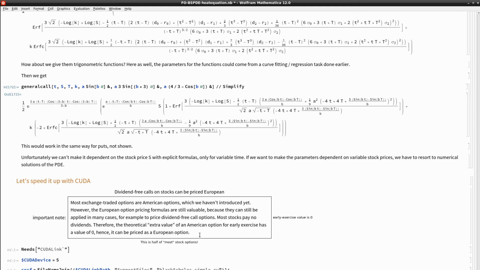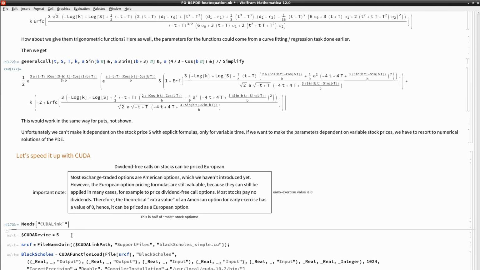The early exercise value is 0, and keep in mind this is half of most stock options, because we have calls and puts, so the calls are 50% of it, and really just a small percentage of stocks in the US pay even dividends. So this is quite a speed up if we can price dividend-free American calls with these formulas. The same is not true for the puts, only dividend-free calls. We look at that later.